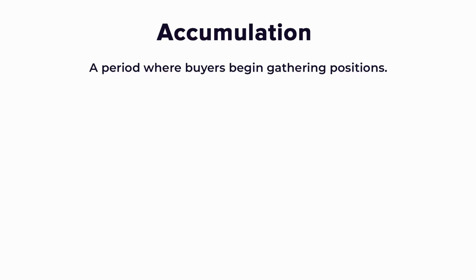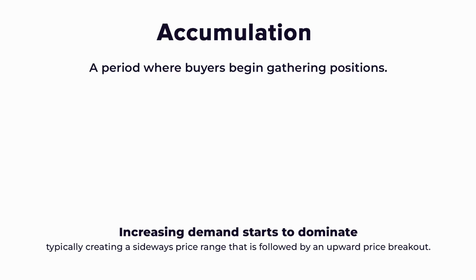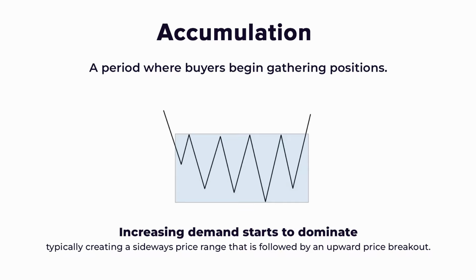So accumulation is a phase where buyers are starting to accumulate orders. It's where demand is overpowering the market, and it looks like this. It's pretty much a sideways market that is followed by a drive to the upside.